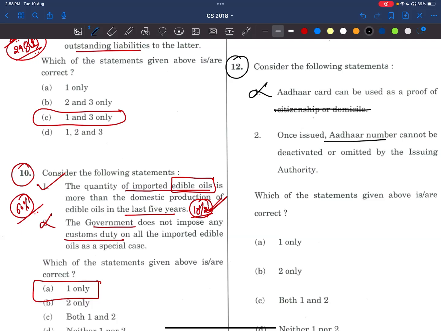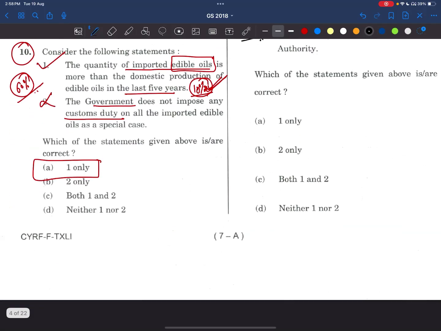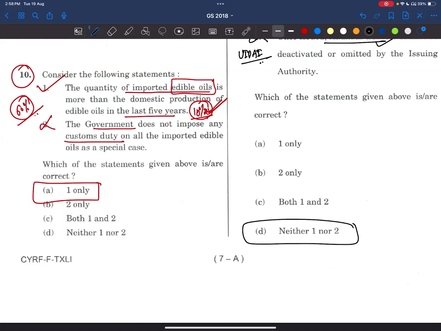See, people who are coming from other countries, illegal migrants, have Aadhaar numbers. Now what are we doing? We are finding these illegal migrants and removing their Aadhaar numbers and Aadhaar data as well. So UIDAI can remove Aadhaar numbers. So the answer is neither 1 nor 2.